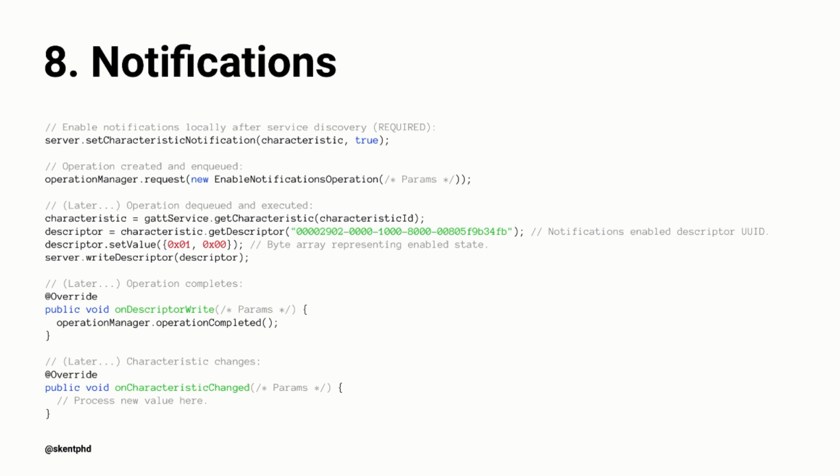Okay, so the on-characteristic change is not something that's... Correct, yeah. The queue is basically for anything that happens in between us calling a method on the server and us receiving whichever callback is specifically the end of that request. So in this case, onDescriptor write is the end of that request, and then the information fed in onCharacteristic changed is sort of completely separate from that process.